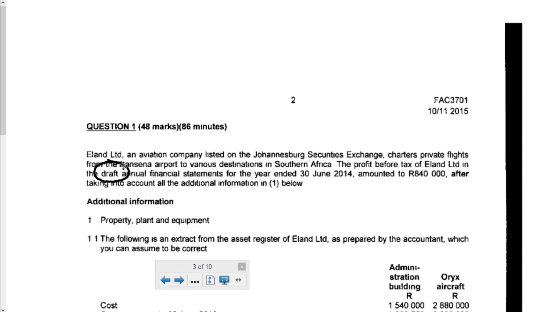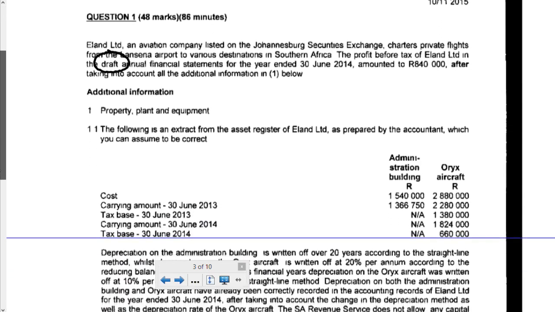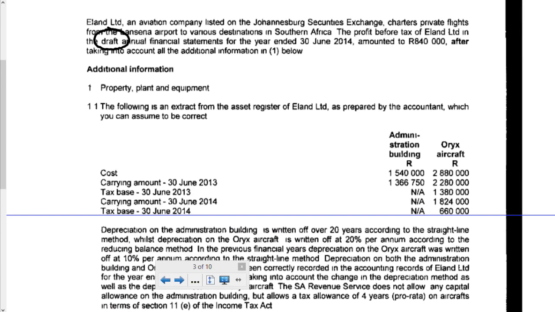All right, then we start with the additional information. The first thing they tell you is about PPE. We know that PPE is going to come into a tax question, isn't it? So they tell us about PPE. There's a building and there's an aircraft. And then they tell you about something, and they tell you about the building and the aircraft, and you're going to go deal with this 1.1 building and aircraft.